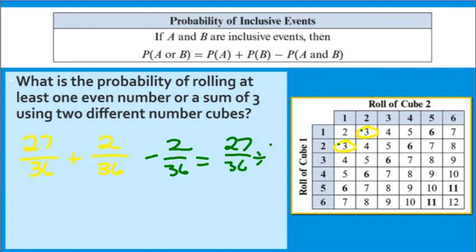I divide this by 9/9. I end up with 3/4. So 3 out of the 4 chances you will get an even number or a sum of 3.